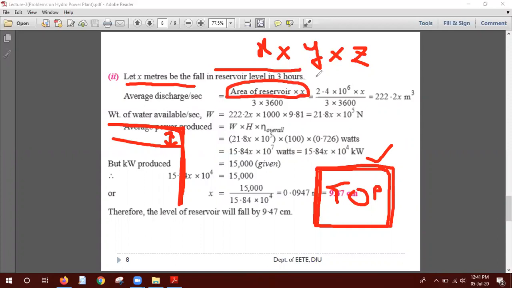The area of the reservoir is already given, 2.6 square kilometers. We will convert square kilometers into meters. 1 kilometer equals 10 to the power 3 meter, and squared it will be 10 to the power 6. So that's why 2.6 into 10 to the power 6 into X. As it is 3 hours, we need to find it per second, so 3 into 3600, since every hour has 3600 seconds. This is in meter cube, the amount of water discharging per second, my students.